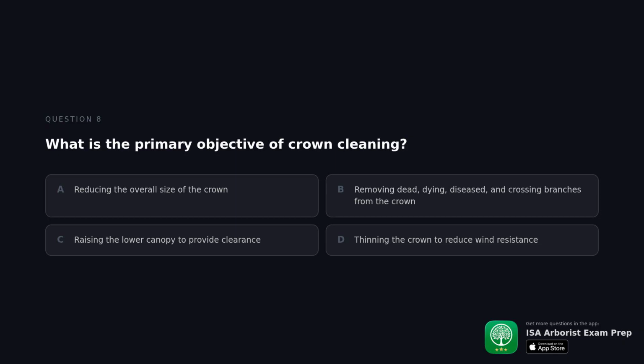What is the primary objective of crown cleaning? A. Reducing the overall size of the crown. B. Removing dead, dying, diseased, and crossing branches from the crown. C. Raising the lower canopy to provide clearance. D. Thinning the crown to reduce wind resistance.